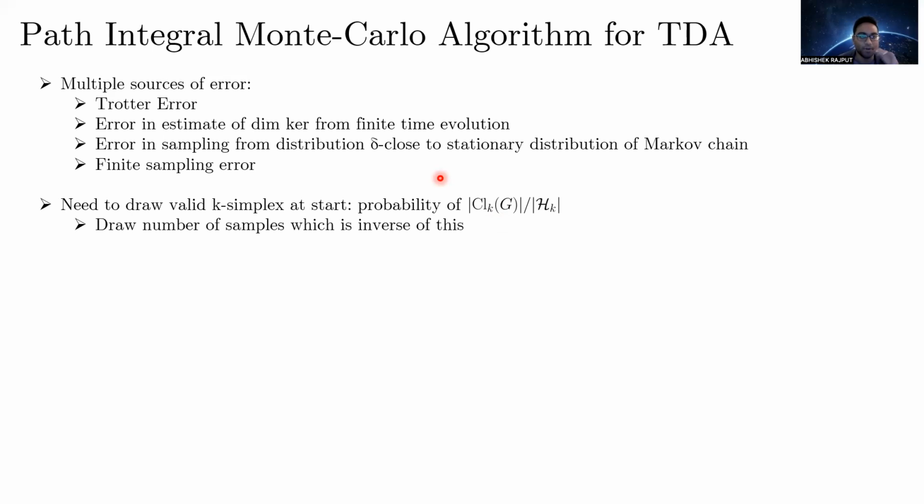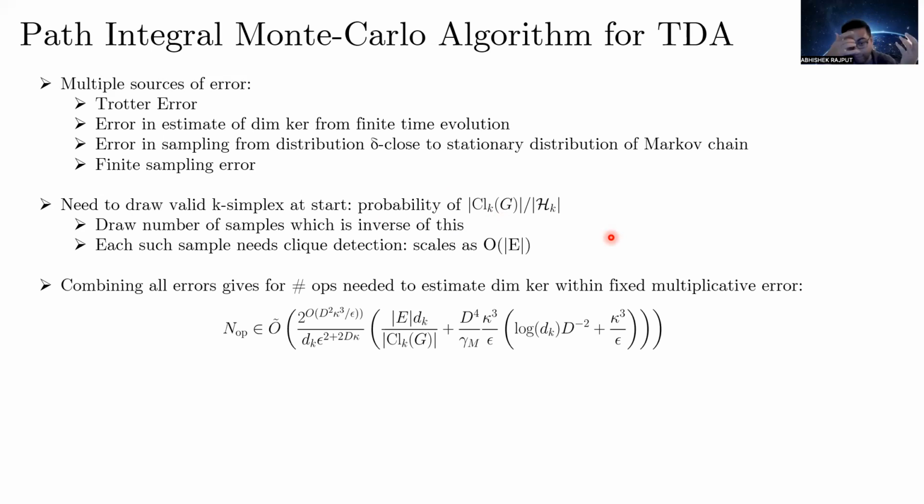And so in order to actually draw a valid K-simplex, you need to draw a number of samples that's the inverse of this probability. And then you need to verify that each such sample is in fact a valid clique. This basically scales as order the number of edges in your input graph, so you can just query your oracle about this many times. If you combine all the errors and do the error analysis, you get an expression like this for the total cost of this algorithm.